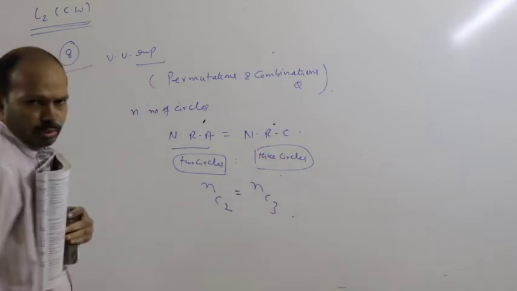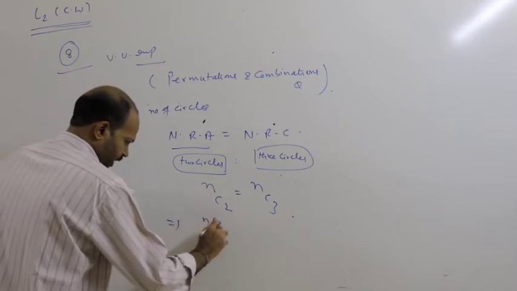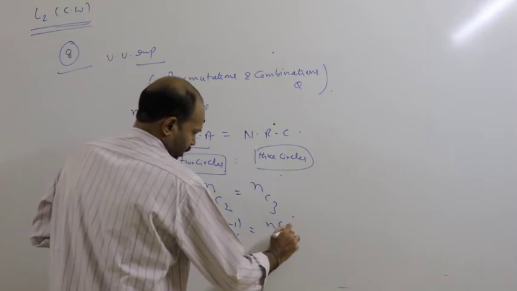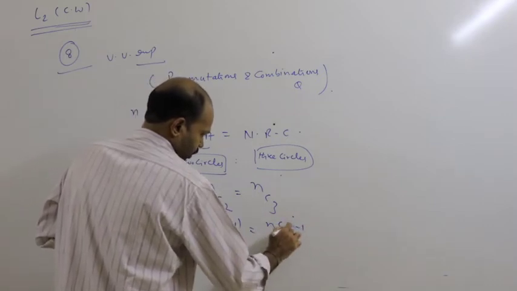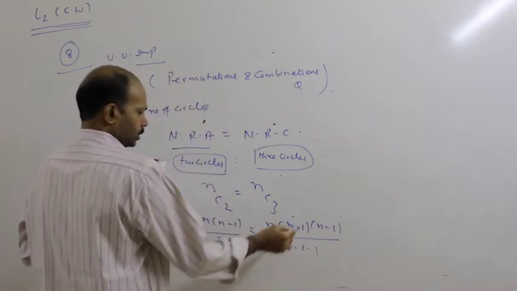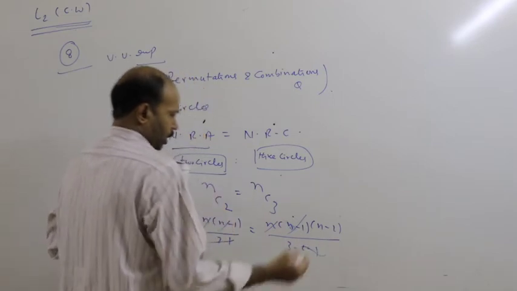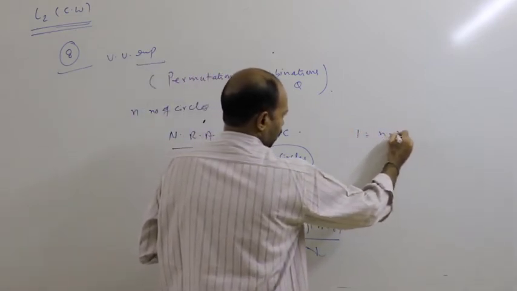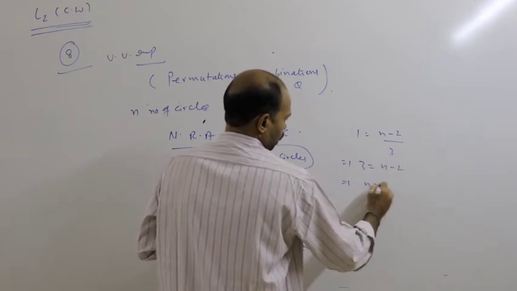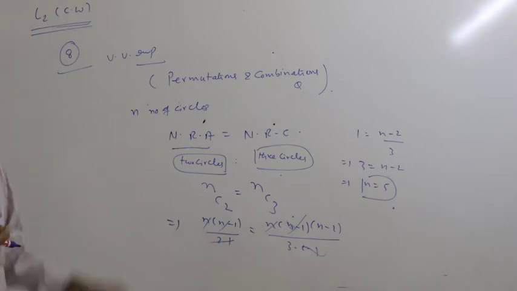There is a direct formula, or we have to expand also. nC2 means n into n minus 1 by 2 into 1. nC3 means n into n minus 1 into n minus 2 by 3 into 2 into 1. This n into n minus 1 cancel. We are left with 1 is equal to n minus 2 by 3, 3 is equal to n minus 2, n is equal to 5. So there exist 5 circles.